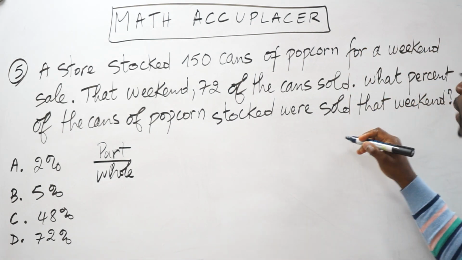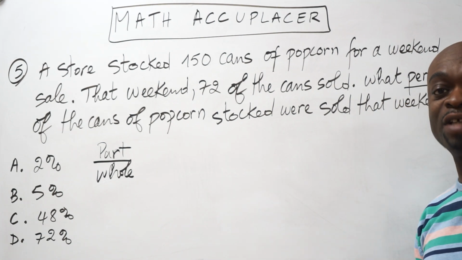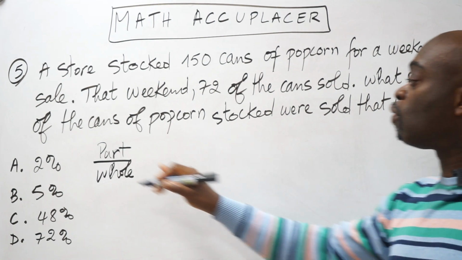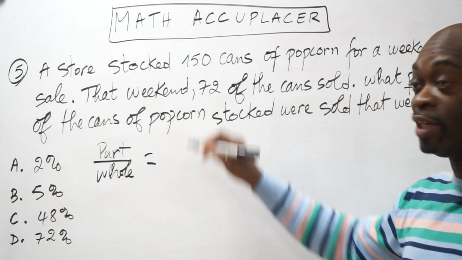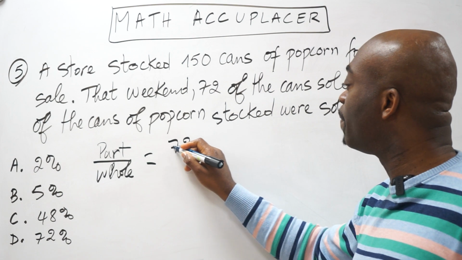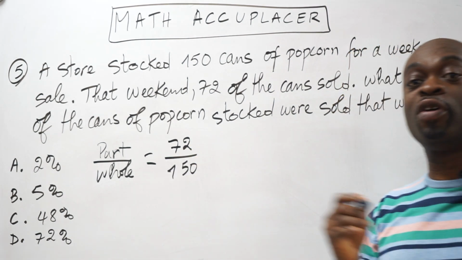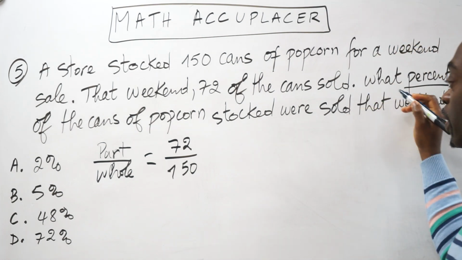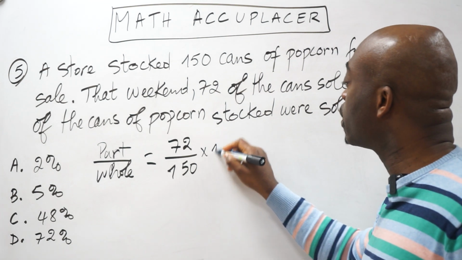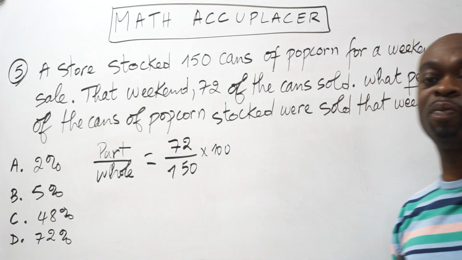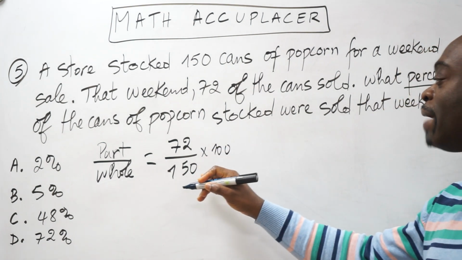So what are we looking for? We're looking for the percent. So when we have the part divided by the whole, in this case 72 is the part, divided by the whole, which is 150. Because we're looking for a percent, we have to multiply that answer by 100. So let's go for it. 72 divided by 150.